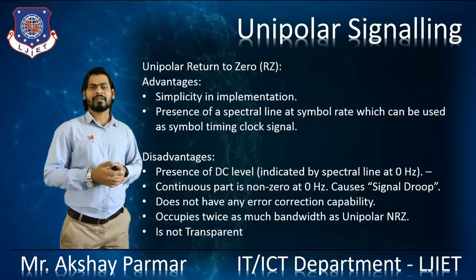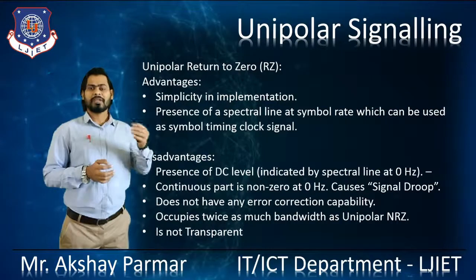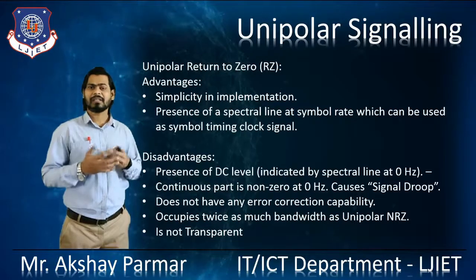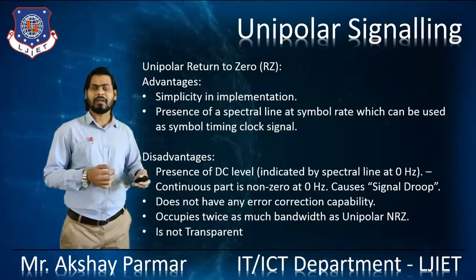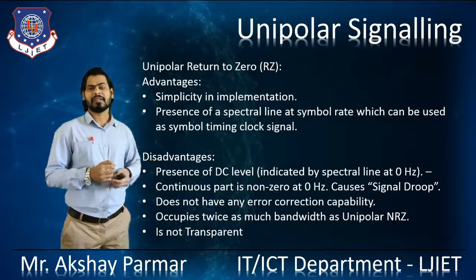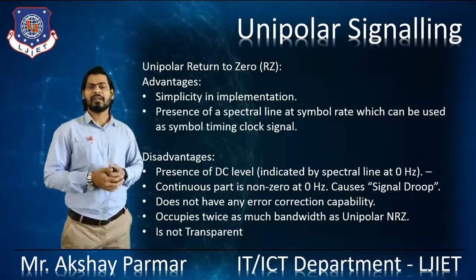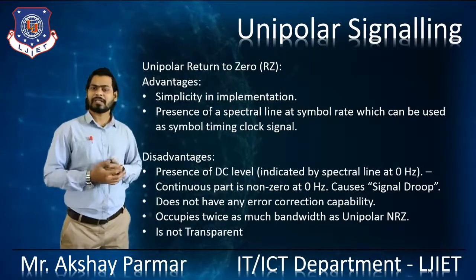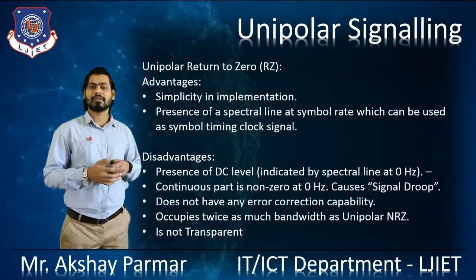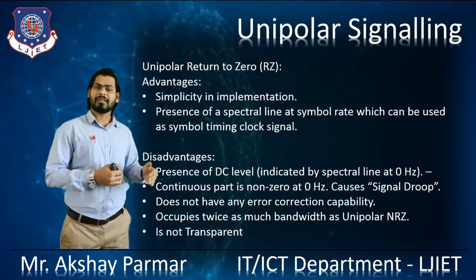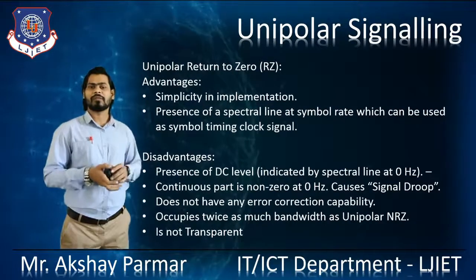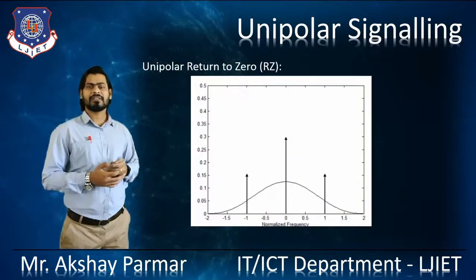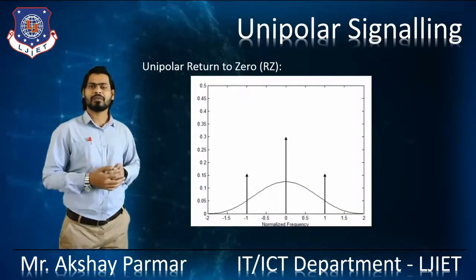As we have observed, bit 1 is represented by the first half being high and the second half returning to 0. But while we are representing the 0 bit, it will remain at the ground level, right? So if we have a long sequence of 0s, at that time we may have signal drop. It doesn't have any error detection capabilities, right? It occupies twice as much bandwidth as the unipolar non-return to 0. It is not really transparent, right? So this is the PSD chart of the unipolar return to 0.